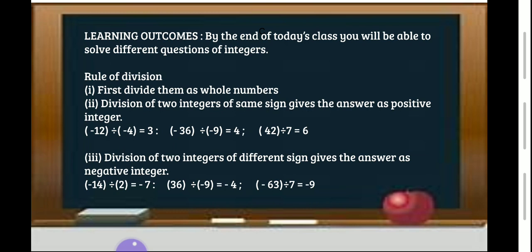42 divided by 7, the answer is 6. That is a simple question, but you can think of it like that. Positive 42 divided by positive 7 gives the answer positive 6, as they are both of the same sign. But if one of them is negative and the other one is positive, it could be either the dividend or the divisor, then you have to keep the answer as negative. Example: negative 14 divided by 2 gives the answer negative 7, as negative 14 is there and 2 is a positive integer. 36 divided by negative 9 gives the answer negative 4. Similarly, negative 63 divided by 7 gives the answer negative 9.